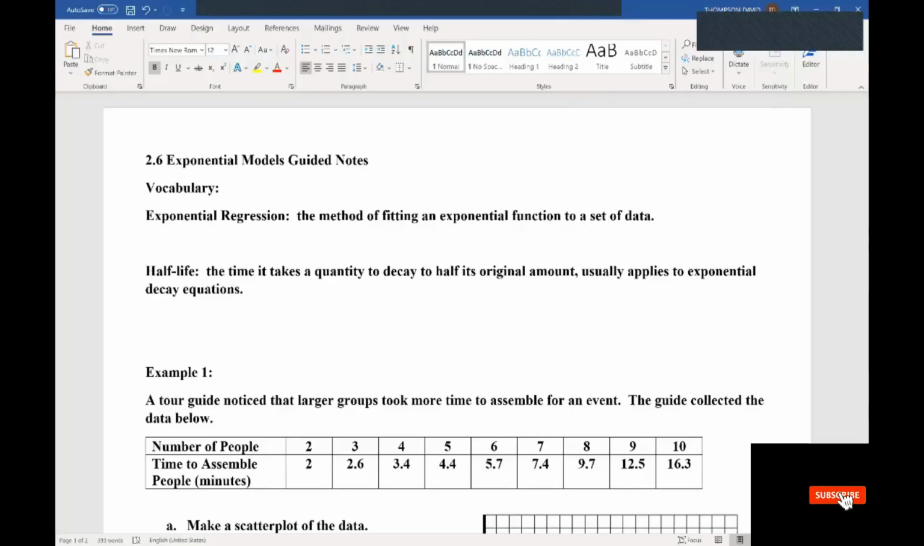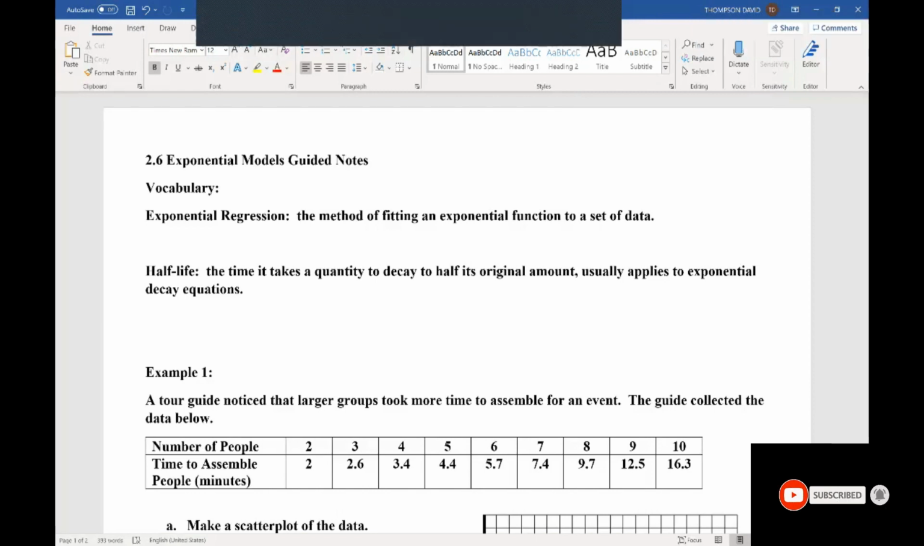In this video, we'll talk about exponential models. First, the vocabulary. When we deal with exponential regression, this is the method of fitting an exponential function to a set of data. Our half-life is the time it takes a quantity to decay to half its original amount. It usually applies to exponential decay equations.